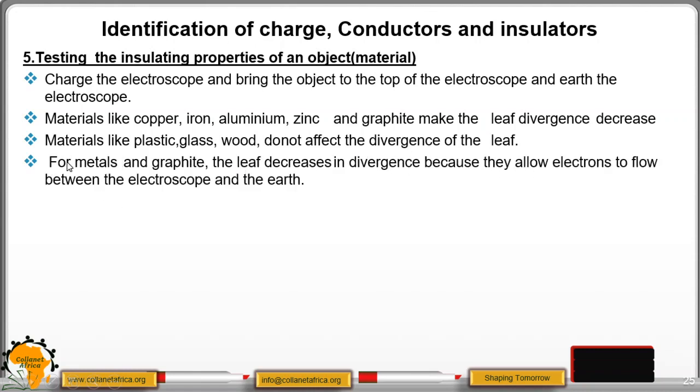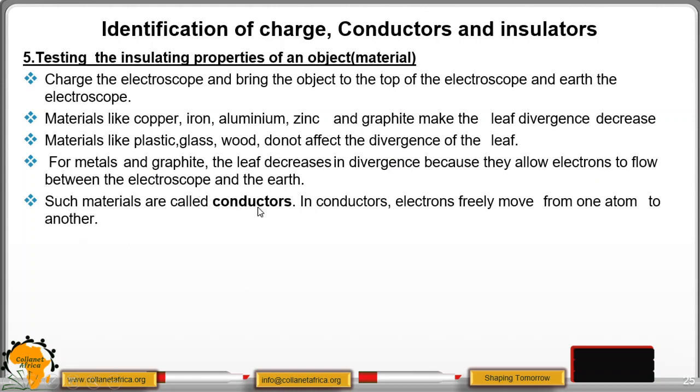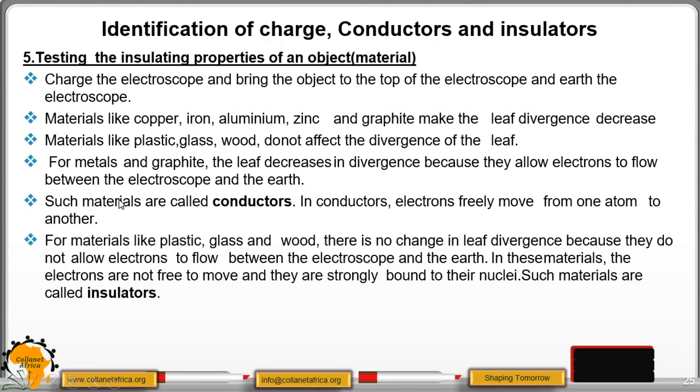The reasons are here. For metals and graphite, the leaf decreases in divergence because they allow electrons to flow between the electroscope and the earth, the process that we call earthing. Such materials are called conductors. They allow charges to flow through them because they have free electrons, or what we call delocalized electrons. That is, these electrons are able to move from one atom to another, and that way they are able to move from the cap of the electroscope to the ground.